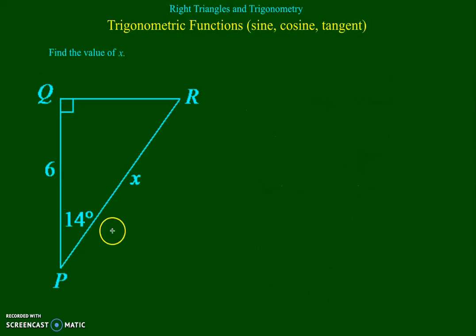In this example, we're given angle P is 14 degrees, leg QP is 6, and we're looking for the hypotenuse in this case. So as we've been doing in the past, we start at the angle, run through our limerick. SOH, opposite over hypotenuse. Nope, can't use it because we don't have QR. CAH, adjacent over hypotenuse. That's the one because it has all three of the values we're looking for. So our target ratio is cosine.